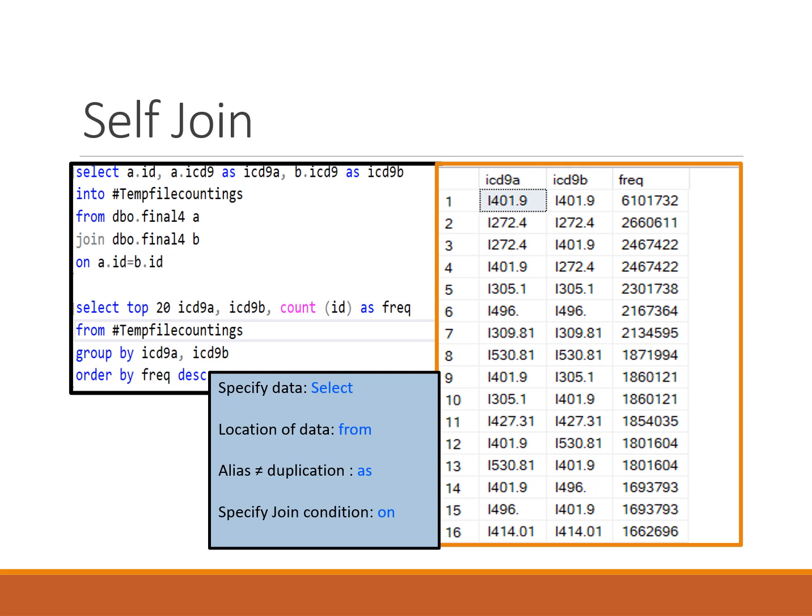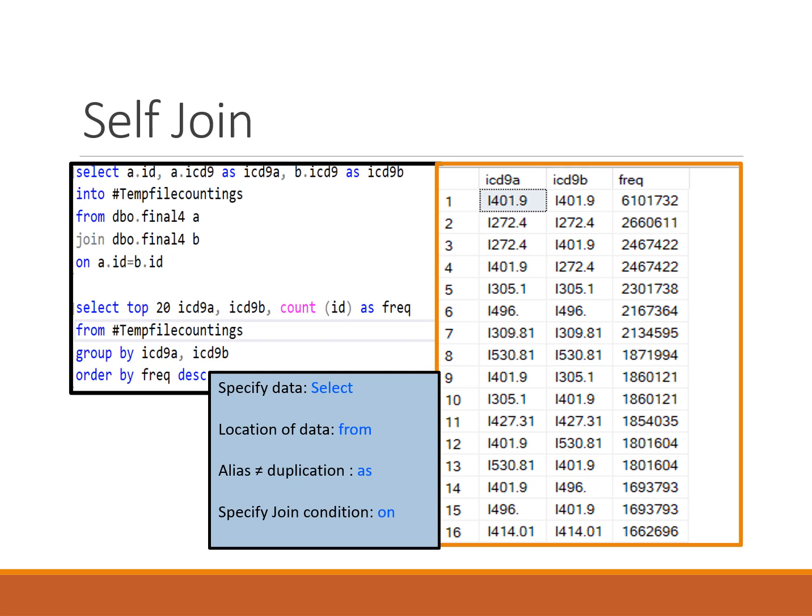After creating the aliases for ICD-9 codes for both columns, the information will be placed in a temporary table called temp file contents. Using the on function, the condition states that the ID from one table should match the ID of another table in the self-join table.